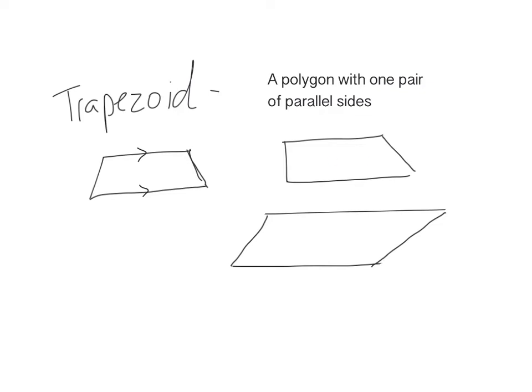Same kind of thing here. Those two are parallel, but those two are not. And again here, these two are parallel to each other, but these two would eventually intersect somewhere, down along there. Okay, not parallel. Trapezoids, one pair of parallel sides.